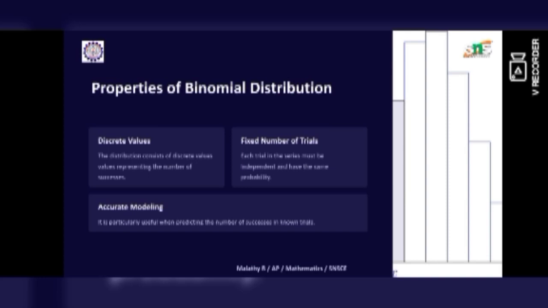Properties of binomial distribution: the distribution consists of discrete values representing the number of successes and the number of failures. Each trial in the series must be independent and have the same probability. It is particularly useful when predicting the number of successes in known trials.